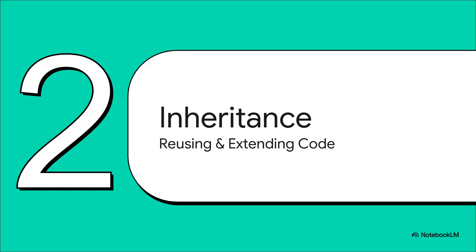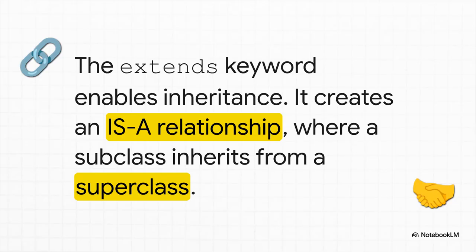All right, let's move on to our second pillar, inheritance. This is basically the magic of how we can build new classes based on existing ones. It's all about reusing and extending code. And the magic really happens with one simple keyword, extends. When you write class Dog extends Animal, you're not just linking two classes, you're creating what we call an is-a relationship. You're telling Java, hey, a Dog is a type of Animal. And just like that, the Dog class automatically inherits all the traits and behaviors from the Animal class. No need to copy-paste code.